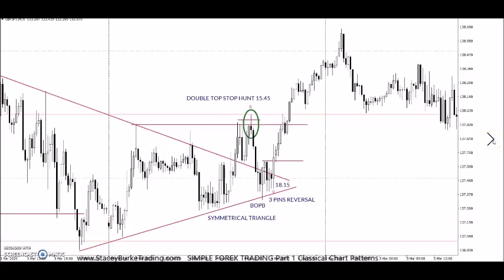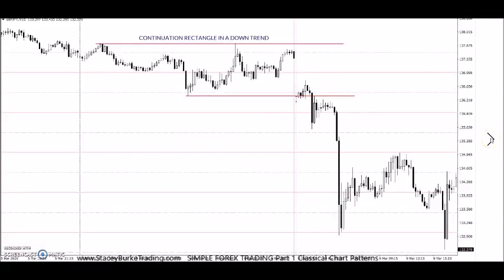Another example of a double top in a shorter term price reversal stop hunt into the US Open before reversing out of a symmetrical triangle false break initially into the US Open for a measured movement of that range up. This was in the pound yen.